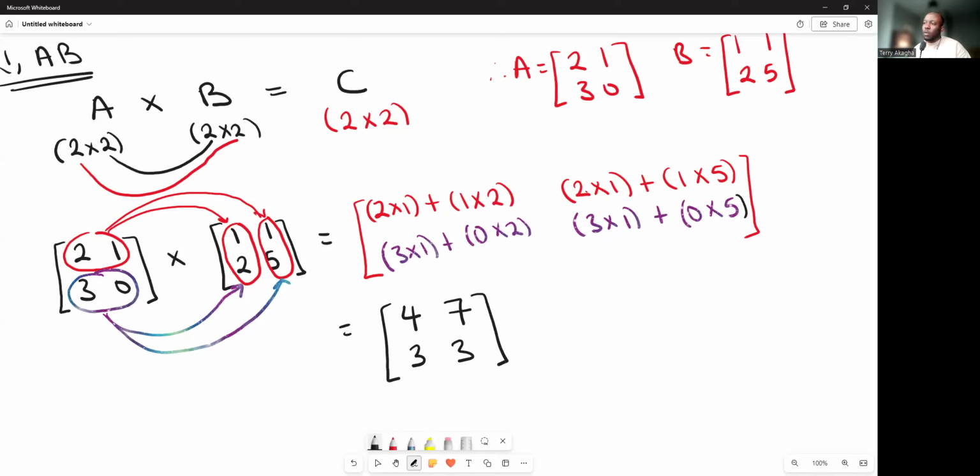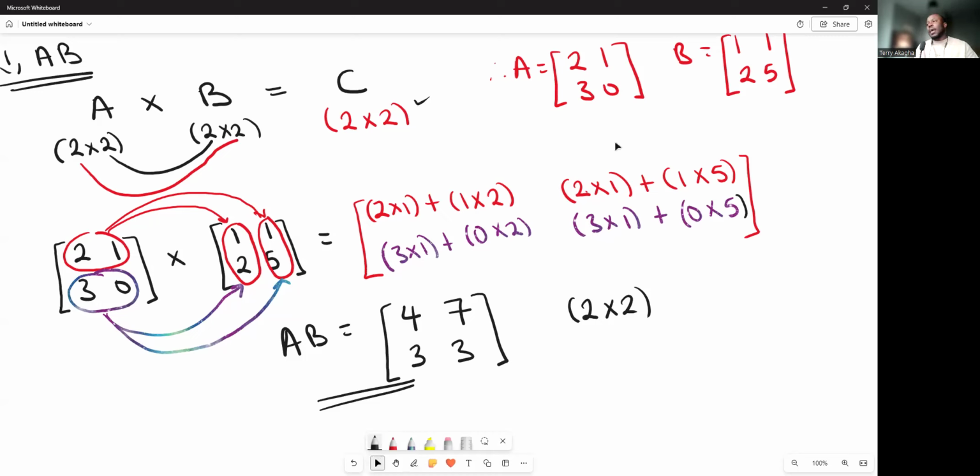Okay, so let's just double check. So 2 plus 2 will give you 4. 2 plus 5 will give you 7. 3 times 1 will give you 3. And this 3, yep. So that means therefore, you can now say when you multiply matrix A and B, it's going to give you what? A 2 by 2 matrix as well. Are you seeing it? And that is also what we expected as well.